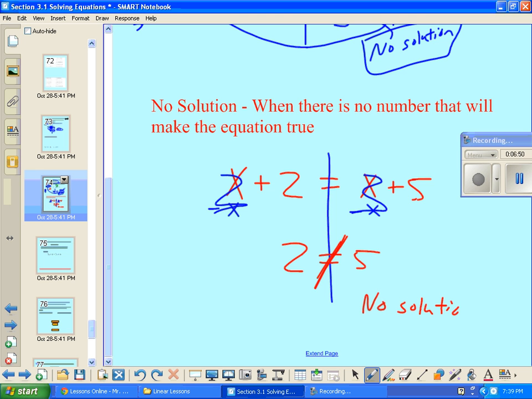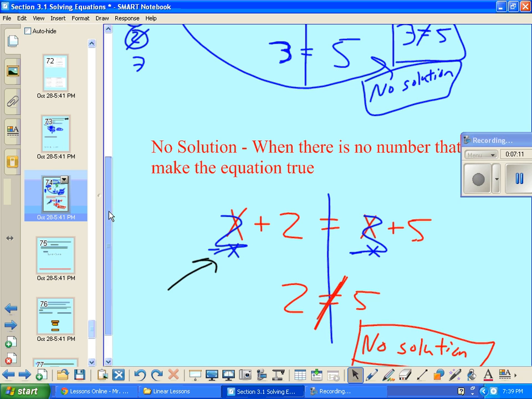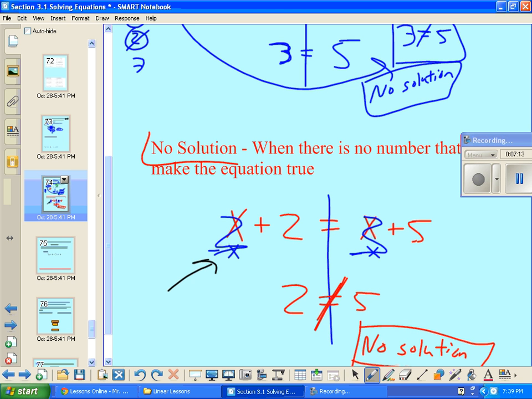When you're left with no variables, you've canceled out all your variables, and you're left with a statement that's not true at all, that means there's no solution for it. There's no possible number you could plug into that original problem where you would get an answer. There's no number you can add 2 to and add 5 to and have the same exact answer. So this is one of those special cases I call them. This is the no solution case. So one to keep an eye on.